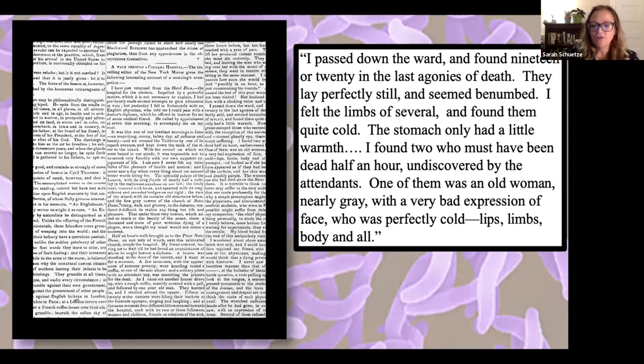I want to draw our attention to the fact that Willis described what he noticed upon touching the patients he encountered. He touched their lips, their limbs, their stomachs, and body. And remember, he said he touched several, body and all, whatever that could mean. Something no editor should be expected to do. While his text suggests concern for the patients he's touching, he surely is also invested in making the most vivid account for his readers who can touch the disease for themselves through his words.